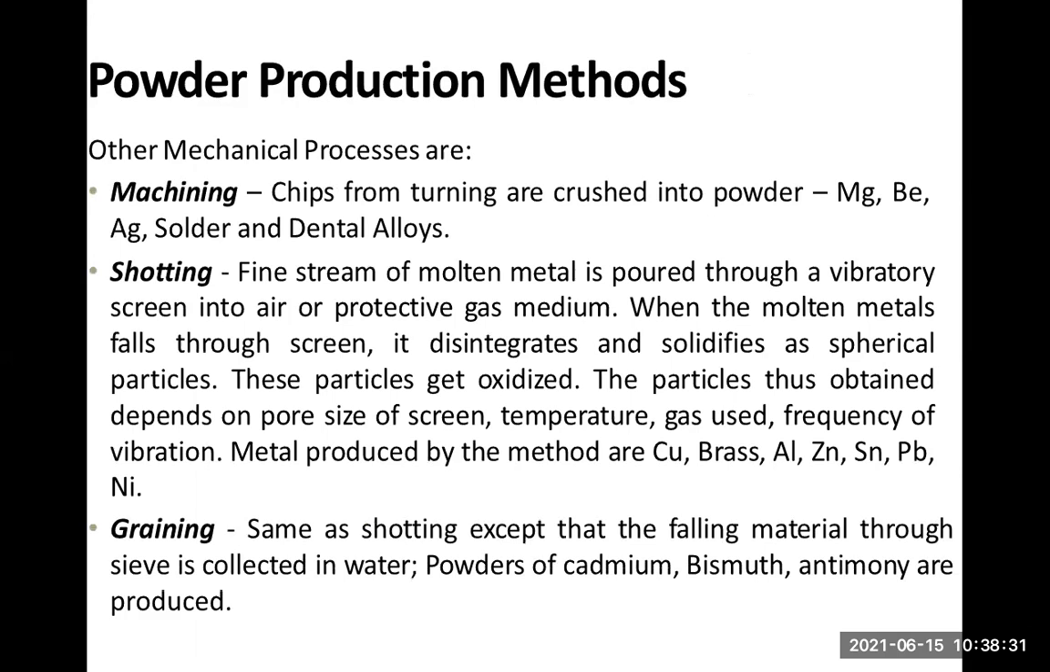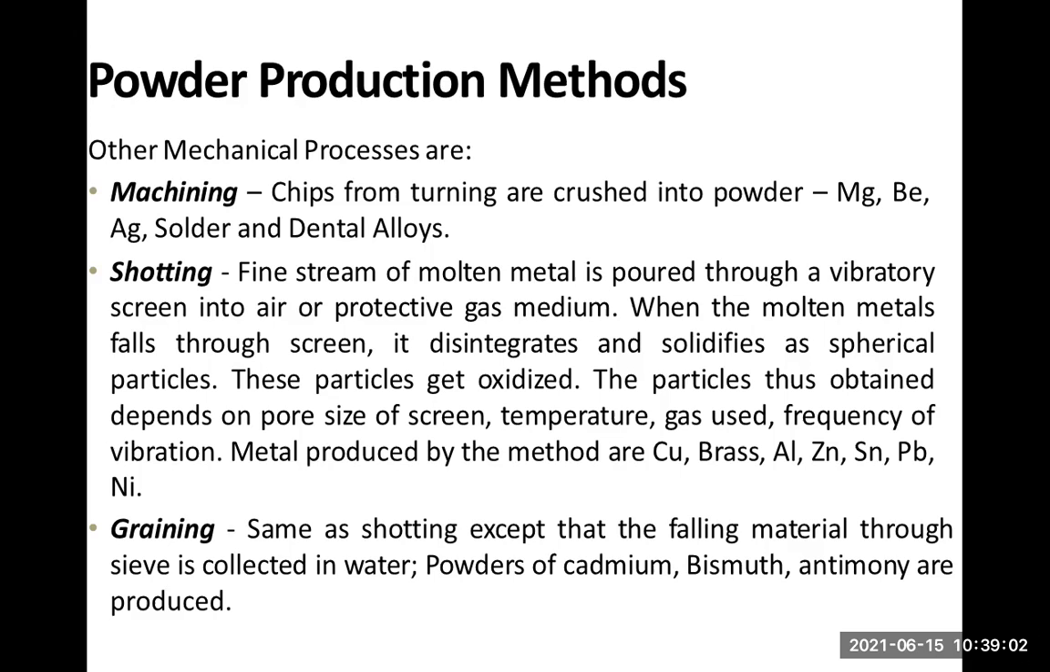So the other powder production processes that we are going to come across are machining, shotting, and graining. In the case of machining, chips from turning are crushed into powder. Magnesium, barium, silver, soldering, and dental alloys are manufactured this way.